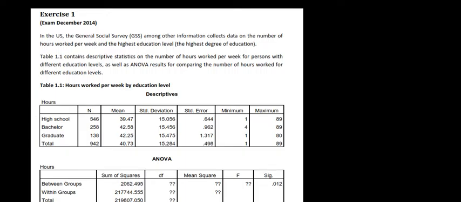Let's have a look at question 1 in this video. So what we have is data on the number of hours worked per week and the highest education level. And we have ANOVA results where we compare the number of hours worked depending on education levels. We have 3 levels of education and we want to see if the average number of hours worked is the same or not between them.